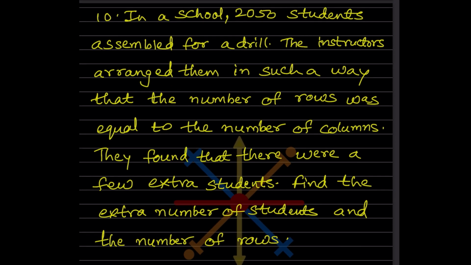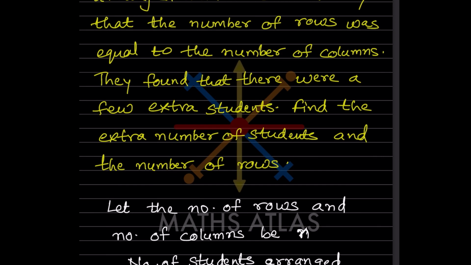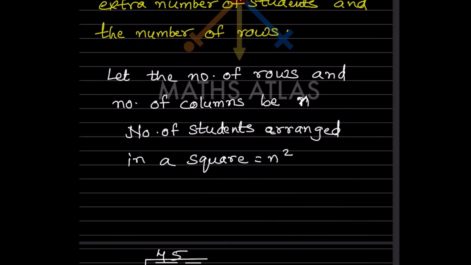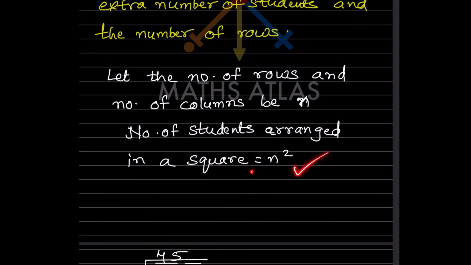In a school, 2050 students assembled for a drill. The instructors arranged them in such a way that the number of rows was equal to the number of columns. This is important. They found that there were a few extra students. We have to find the extra number of students and the number of rows. Since they are equal, let the number of rows and number of columns be n. Anything we can put, either x or n. So the number of students arranged in the square will be n square.